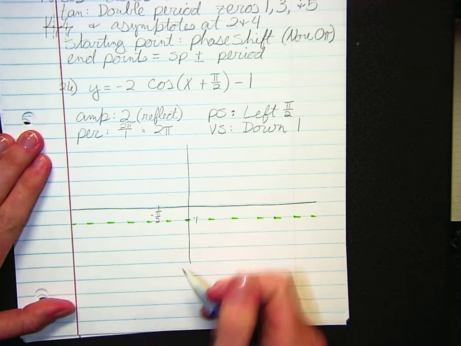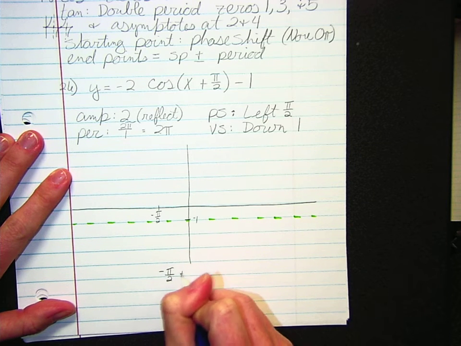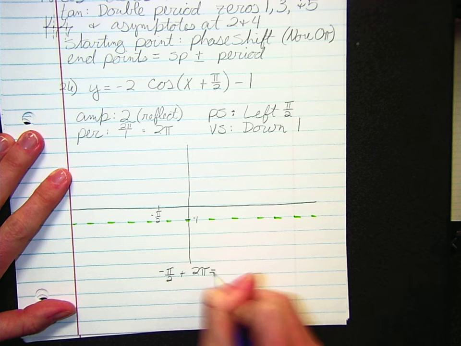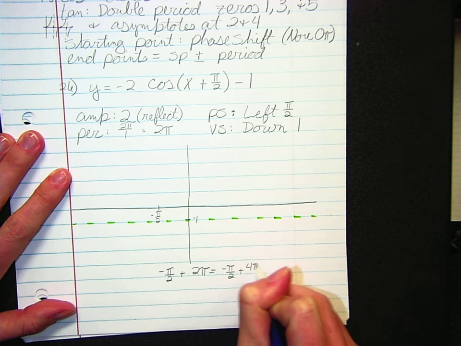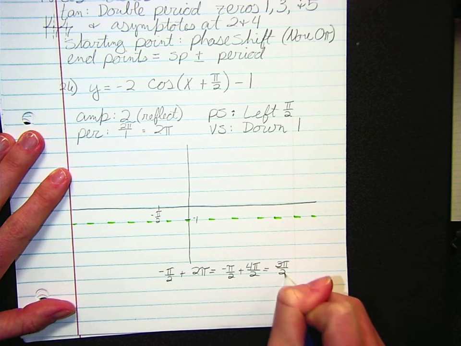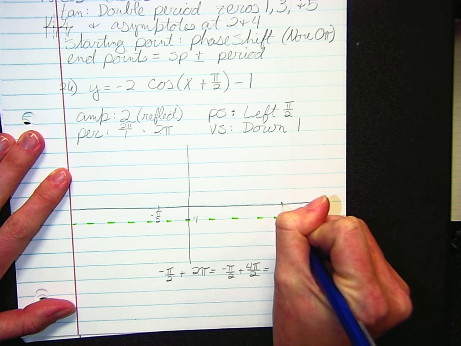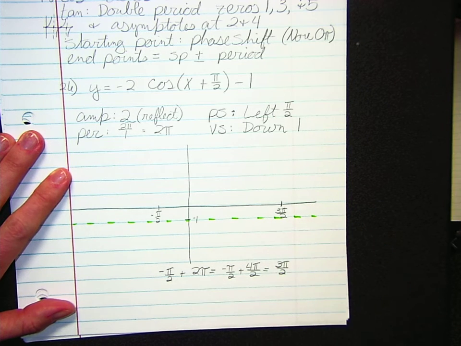All right, so to find my endpoints, I'm going to take my negative pi over 2, my starting point, and I'm going to add 2 pi. So negative pi over 2 plus 4 pi over 2 with a common denominator is going to give me 3 pi over 2. So 3 pi over 2 I'm going to put way over here. This is going to be a period of 2 pi, so kind of a big graph here.